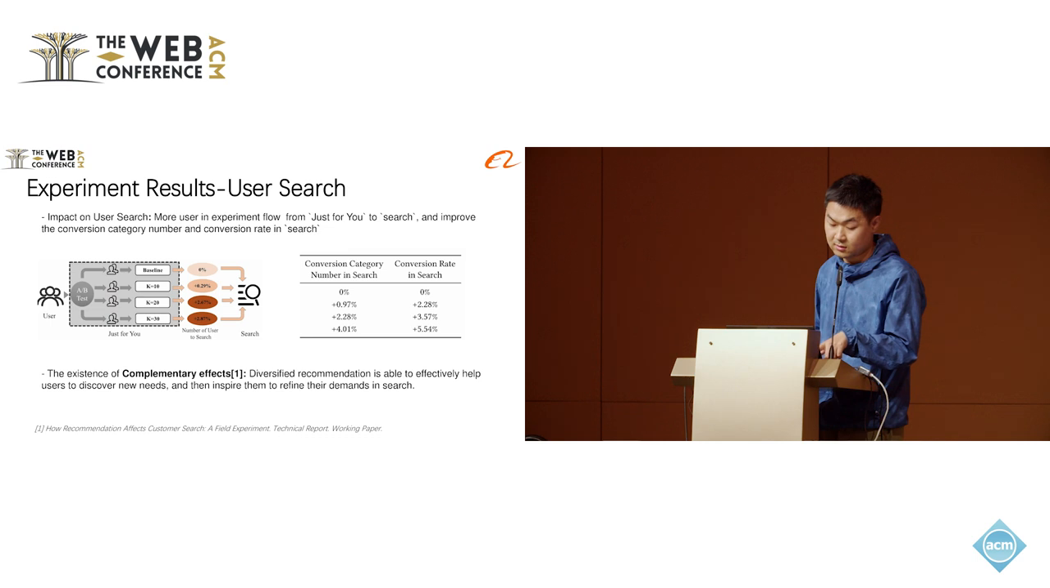So this discovery validates the existence of the completion effect. It shows that diversity recommendation is able to effectively help users discover new needs and then inspire them to refine their queries in search. And that is all of the paper. This reference is a working paper, also by Alibaba.